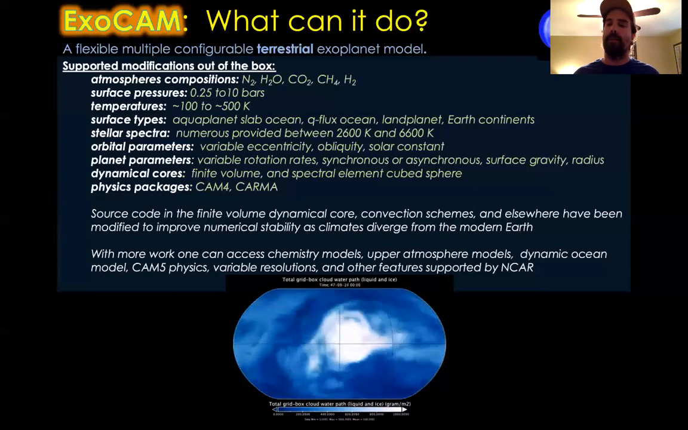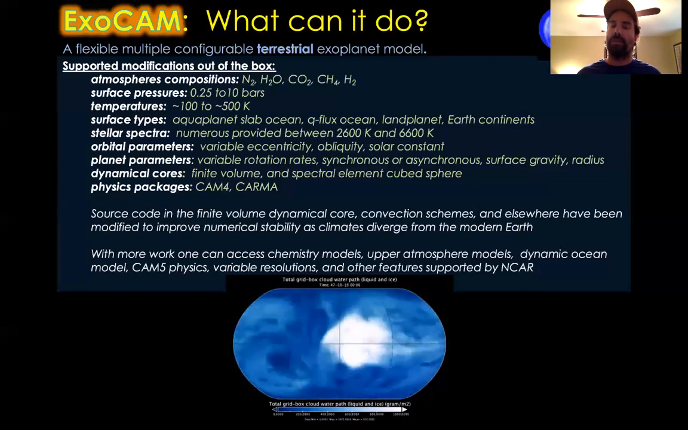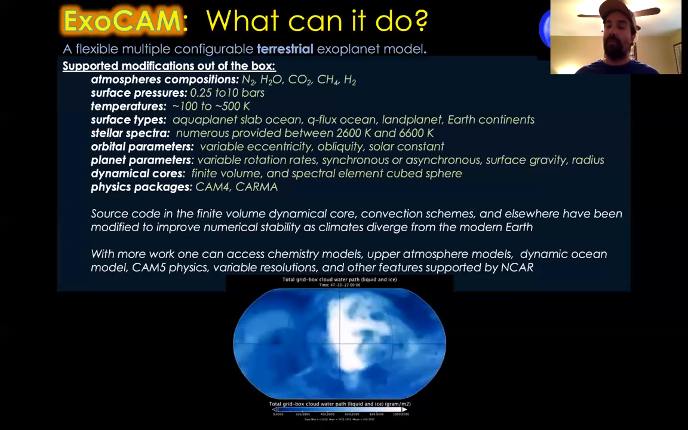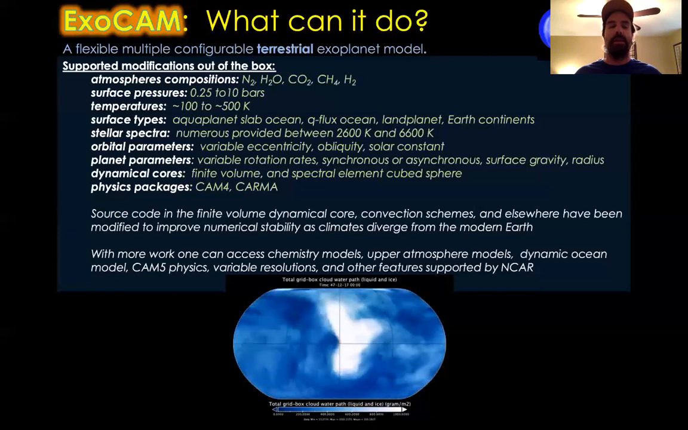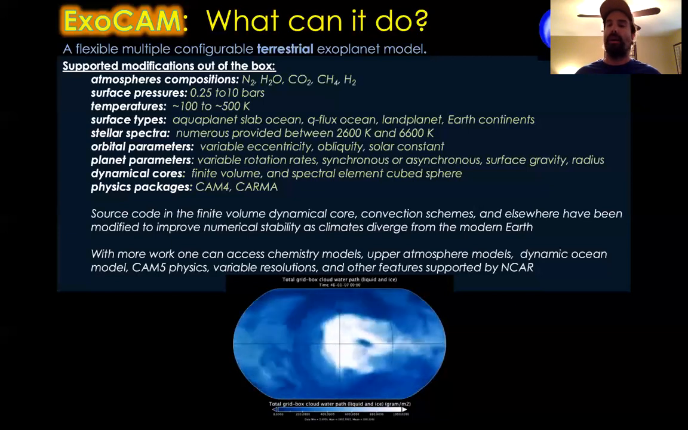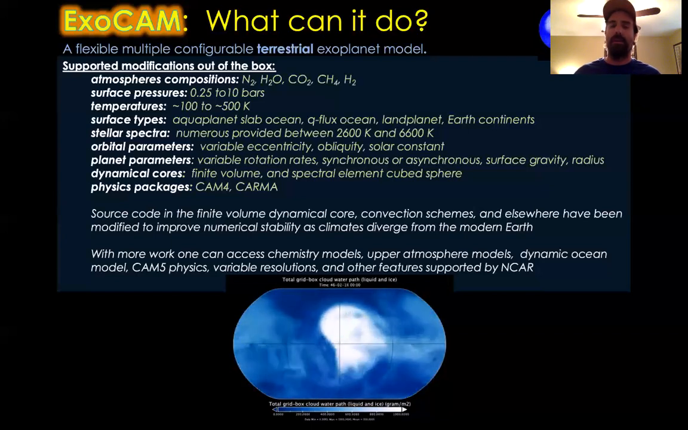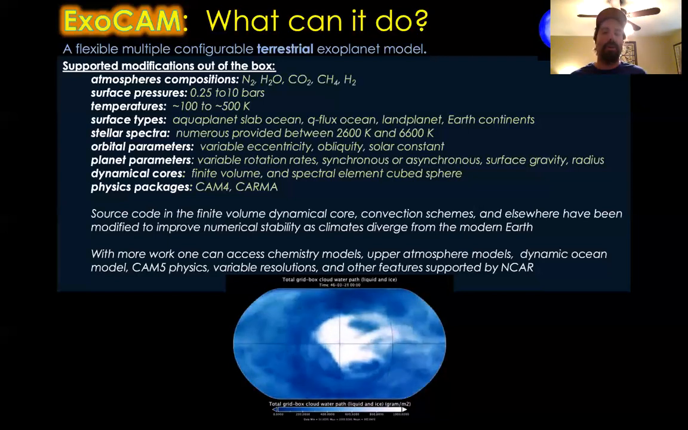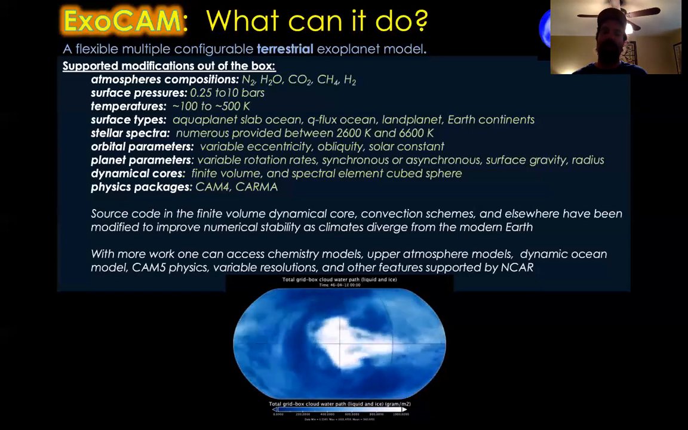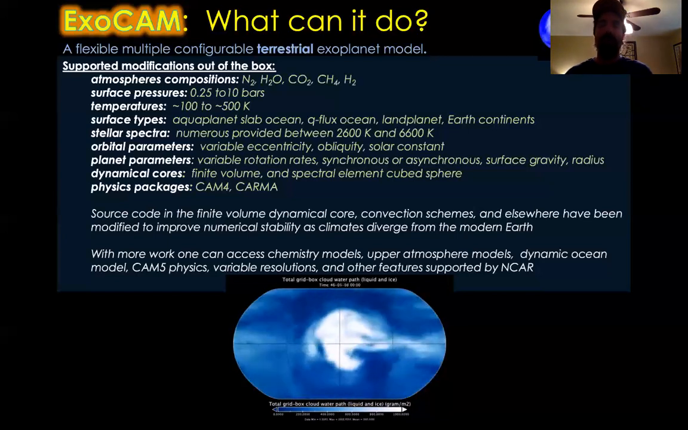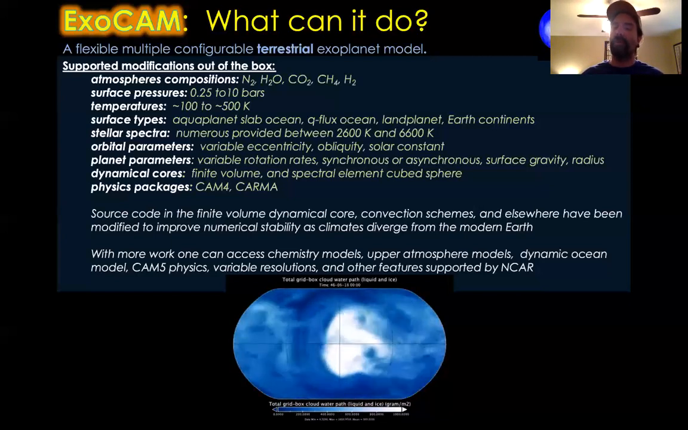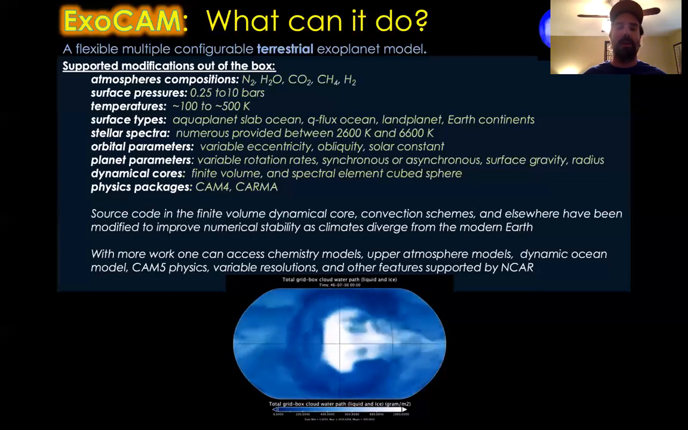ExoCAM currently can be run with the finite volume or spectral element cube sphere dynamical cores. Currently, it can be run with the CAM4 physics package in the background, and then with the Karma microphysical model turned on for haze aerosols, if you wish. So other modifications around the edges, I'll say, so in the finite volume dynamical core, convection schemes, and elsewhere, they've been modified slightly to improve the numerical stability as climate diverges from modern Earth, so the models don't crash, a familiar problem for any planetary climate modeler.